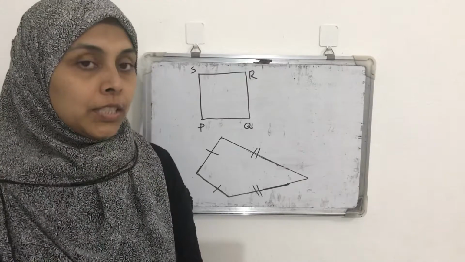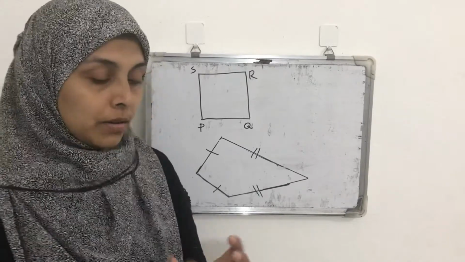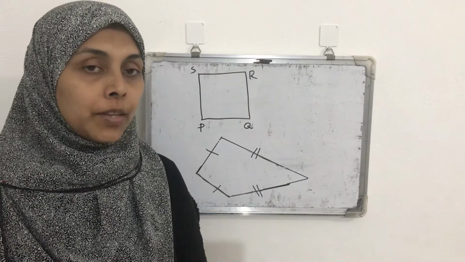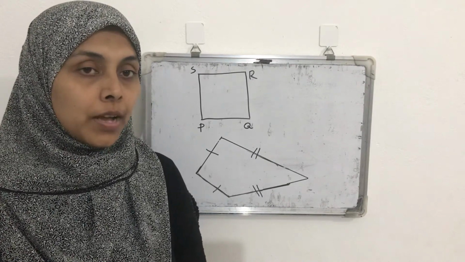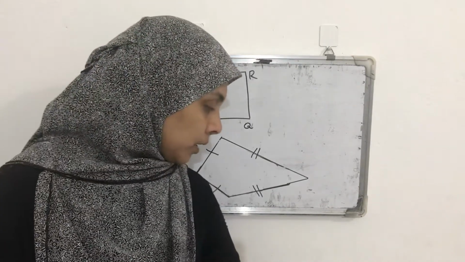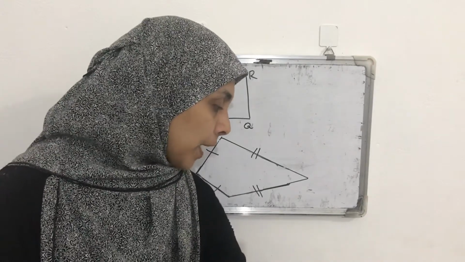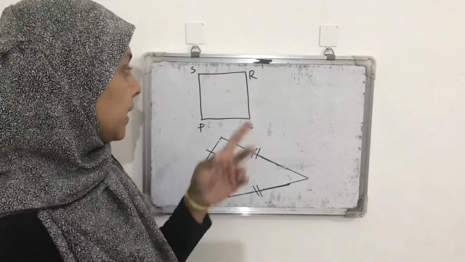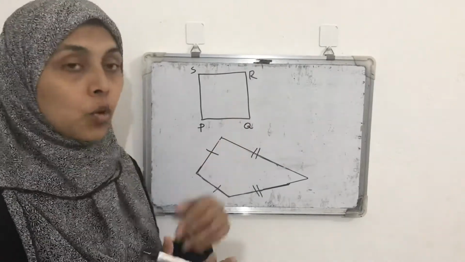We want to discuss two more parallelograms. So, different types of parallelogram we discussed: rhombus, rectangle. That much we discussed. Next one is another parallelogram, the square.